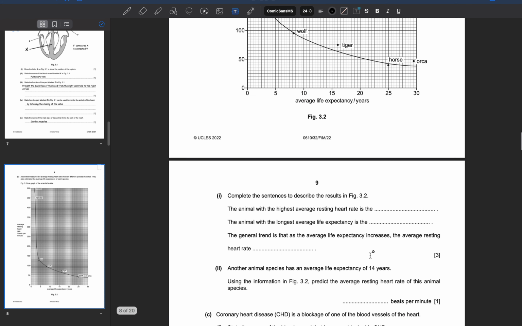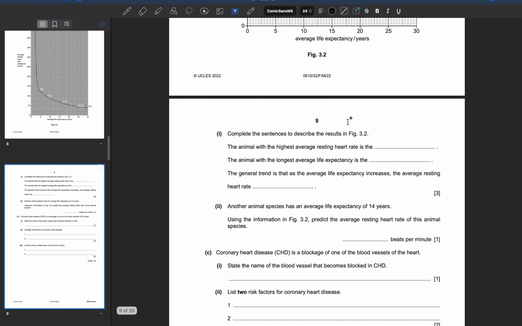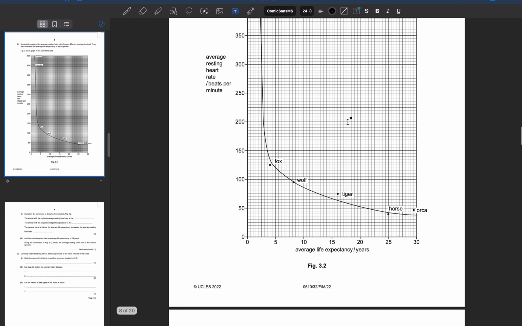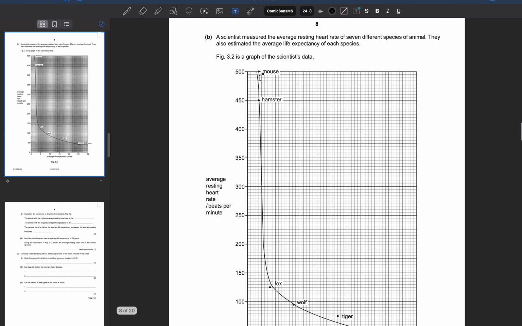Now let's see the questions. Complete the sentences to describe the results in figure 3.2. The animal with the highest average resting heart rate is the, and I have to get it from the graph. The average resting heart rate is here. The animal with the highest average resting heart rate is the mouse.